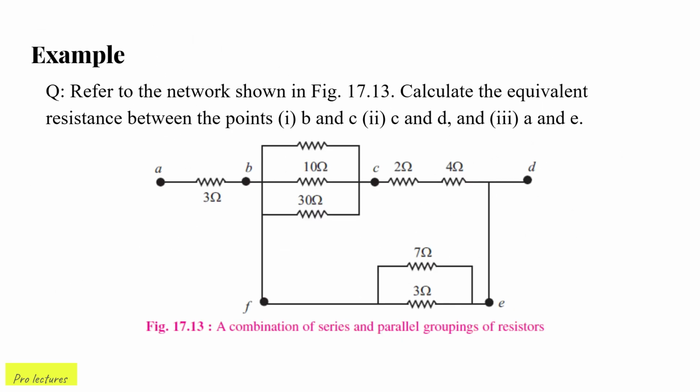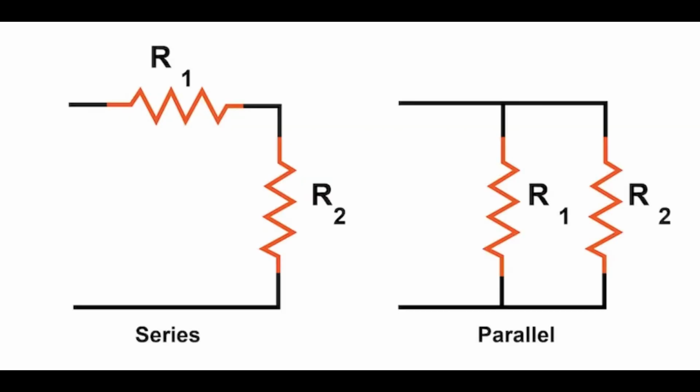These steps involve breaking down the complex circuit into manageable parts and calculating the resistance for each combination, whether in series or parallel. As you practice, you'll get better at solving these problems step by step. To summarize, in series combination, add the resistances to get the total resistance, and in parallel combination, the reciprocal of total resistance is the sum of reciprocals of individual resistances.